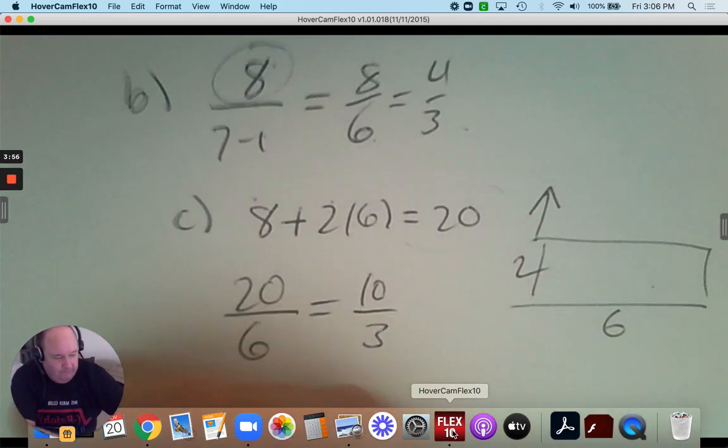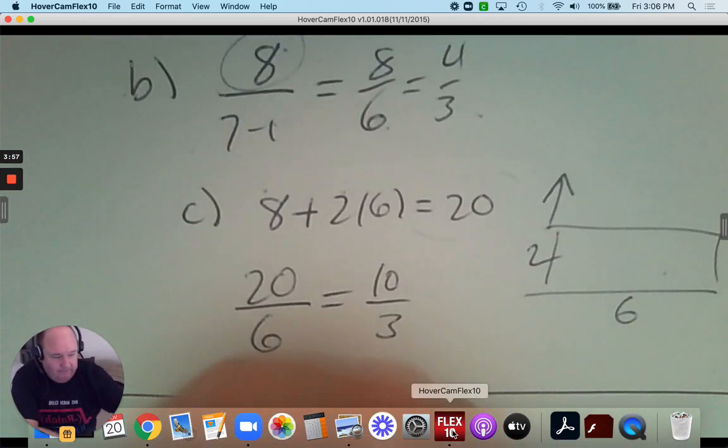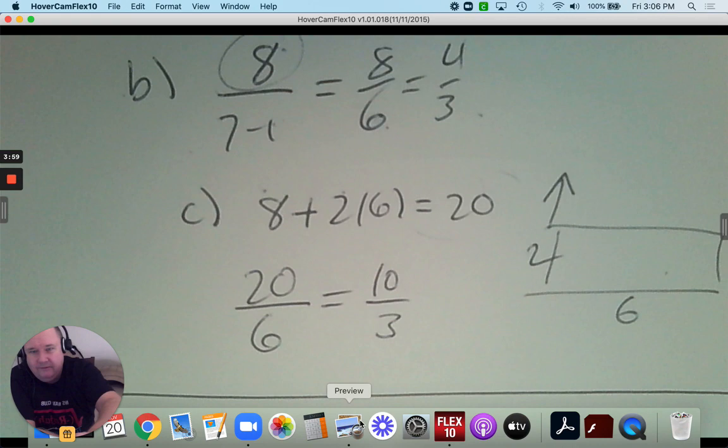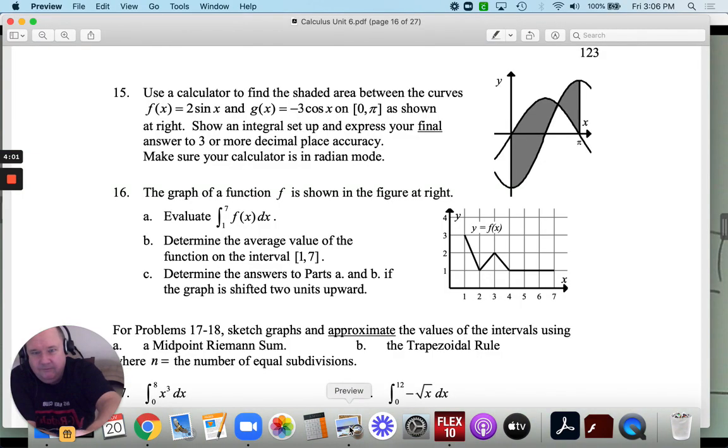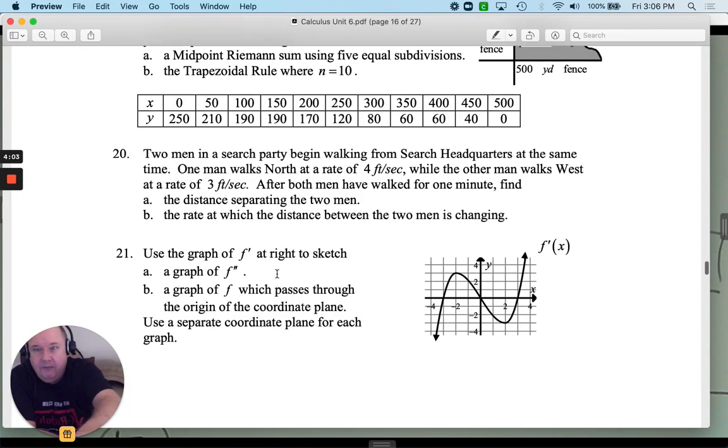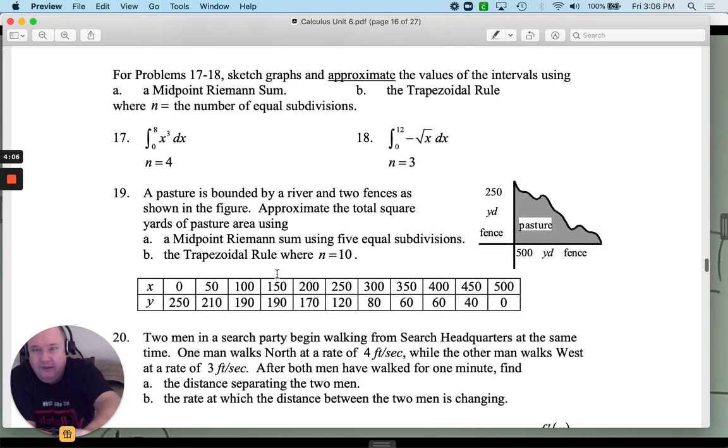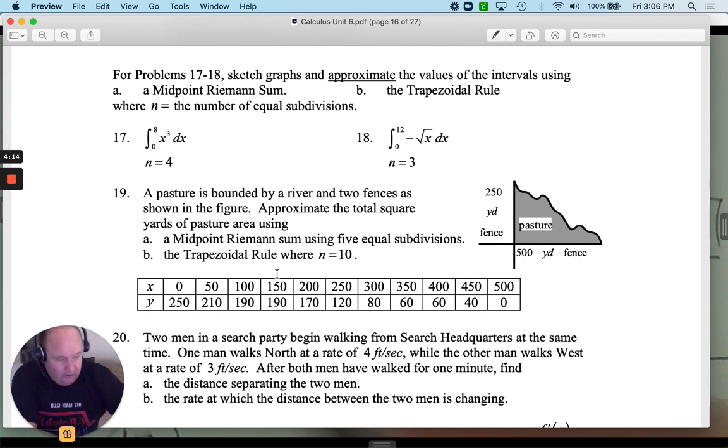Done. Good thinking question. Number 17. In number 17, we're getting there. We're going to do Riemann sums and trapezoidal rule to integrate 17 and 18. So let's do that. I hope this is simple.